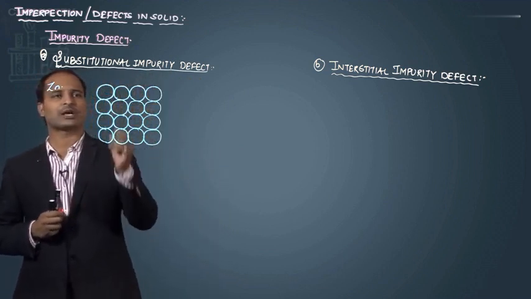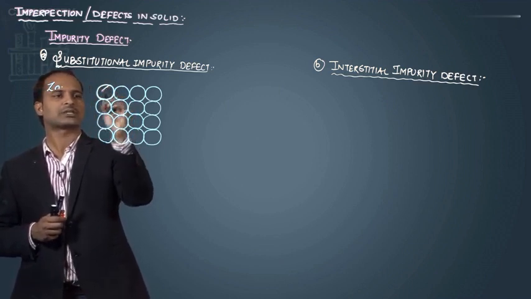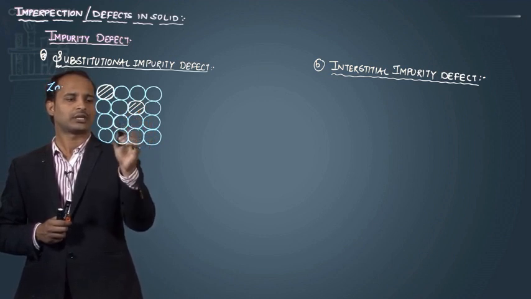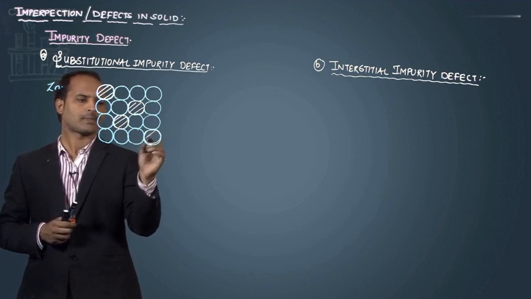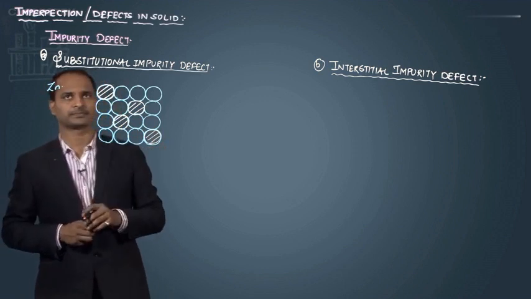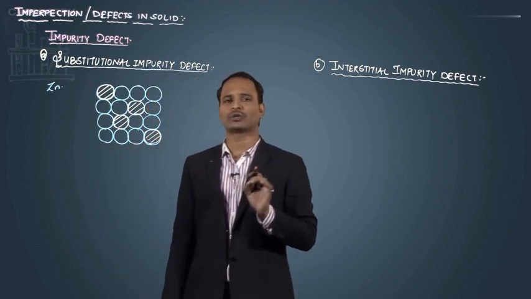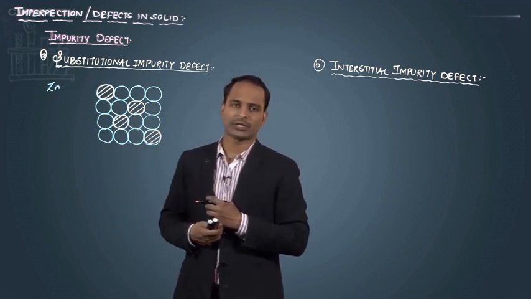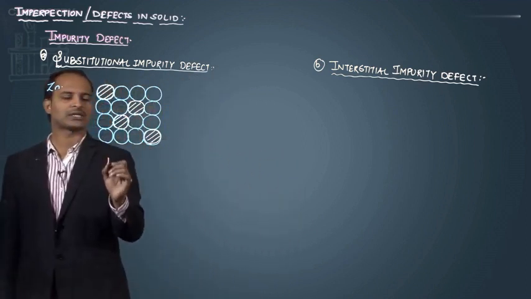And due to the same size, what happens? Some of the copper atoms get substituted by zinc. So this was initially copper, now it is zinc. Again, this was initially copper, but now it has become zinc. So this is a substitutional impurity defect, in which an actual atom or particle of a solid is replaced by the impurity. And this mixture is called brass.